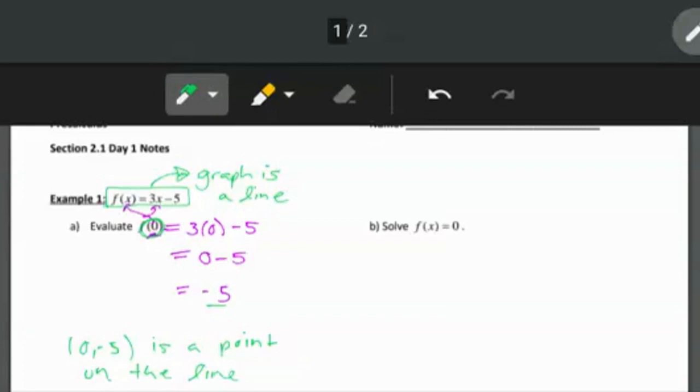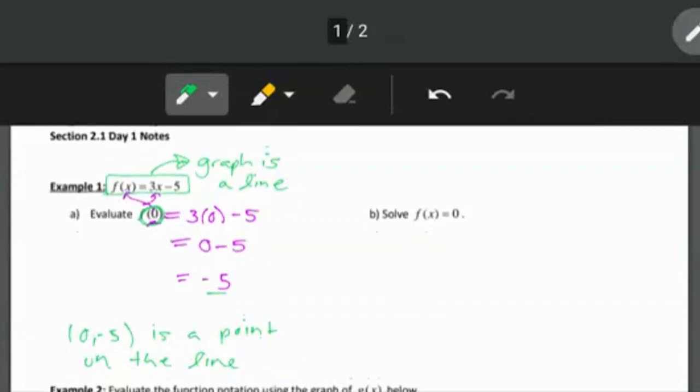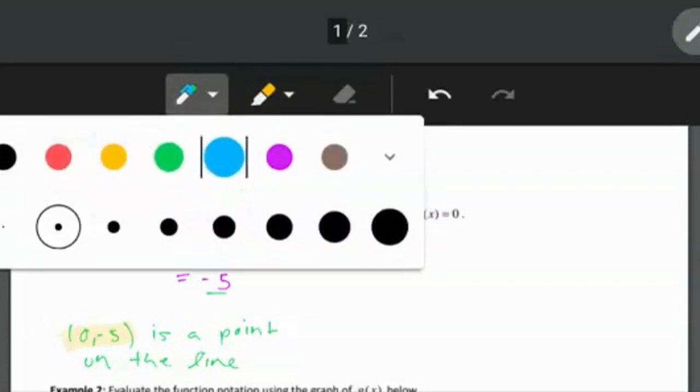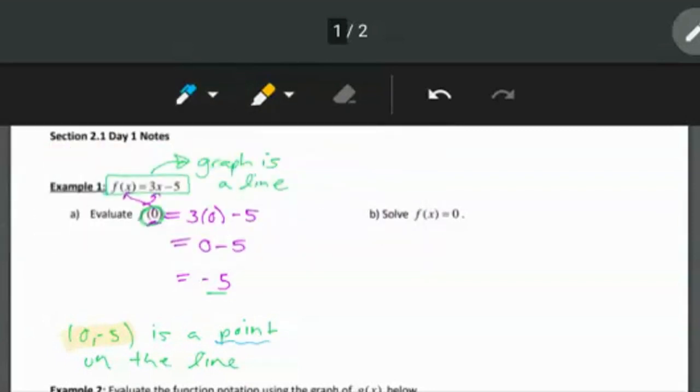And it's actually a special point, right? It's your y-intercept. If you look at this, your y-intercept is negative 5. 0, anything is always going to be your y-intercept. So maybe write yourself a note there. Not really just any point. It's the y-intercept. Happens to be that y-intercept.